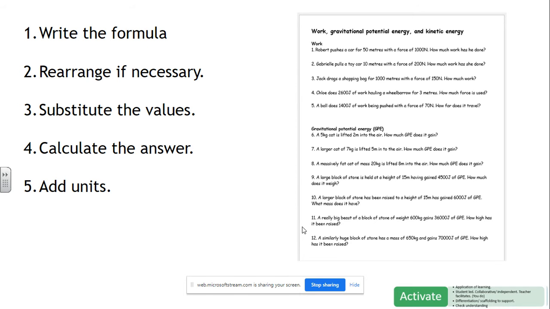So this is the task. A number of questions. First of all, do numbers 1 through 5, solving these problems. It's really important that when we solve problems with formula, we actually follow, on the left there, this sequence of events. We write the formula, we rearrange it if necessary, we substitute, and we calculate the answer and add units. Don't miss any steps out. If you miss steps out, you'd be missing marks on the exam. And here's an example.